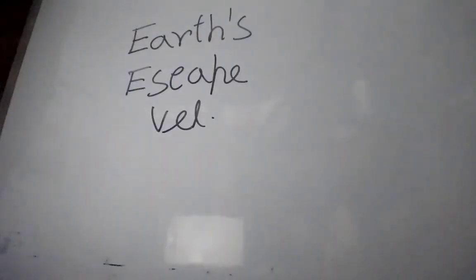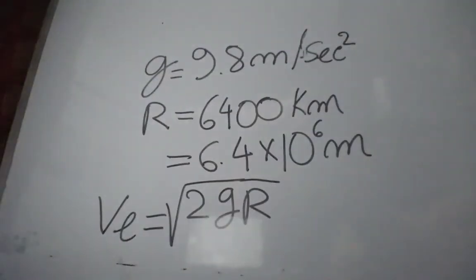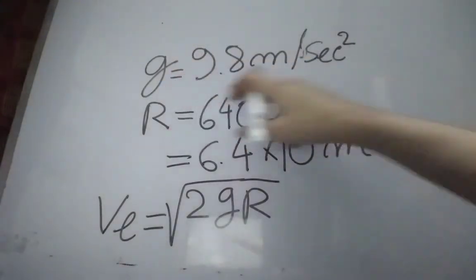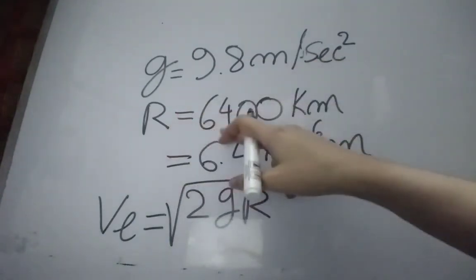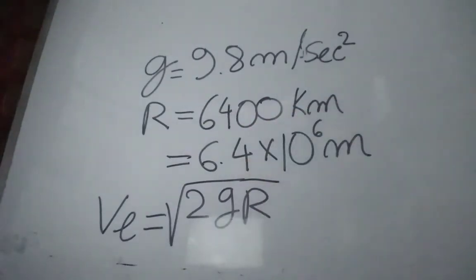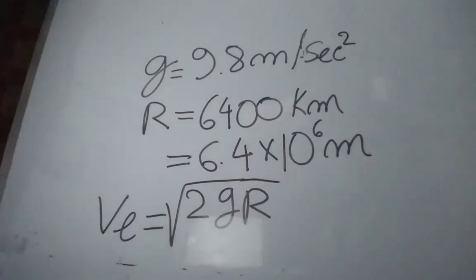Now we will calculate the Earth's escape velocity. To calculate the escape velocity of Earth, we have to consider the value of the gravitational acceleration g, that is 9.8 meter per second square, and the radius of the Earth is 6400 kilometer, and if we convert it in meter, then it will be 6.4 into 10 to the power 6 meter, and the formula of escape velocity is VE equals root over 2gR.